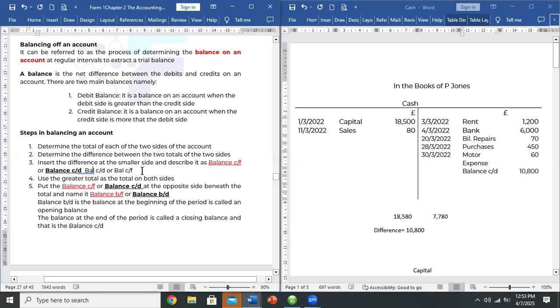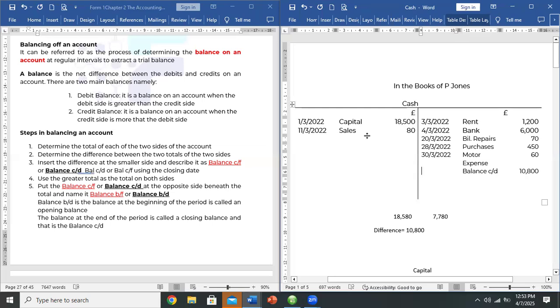Now it will be left with the date. So what date are you supposed to use? Describe it as balance CD or balance CF using the closing date. So the date we are going to use here will be the closing date of the period. If you check, we're dealing with March. So March will end on the 31st. So 31st March 2022. That's the date you use for your balance carried down.